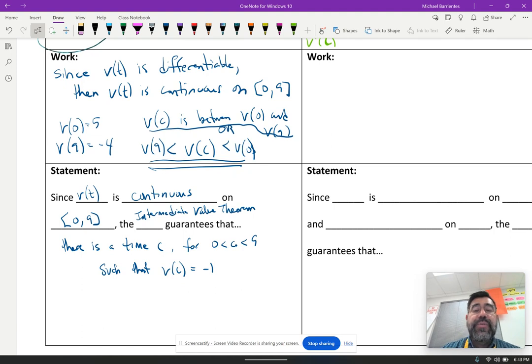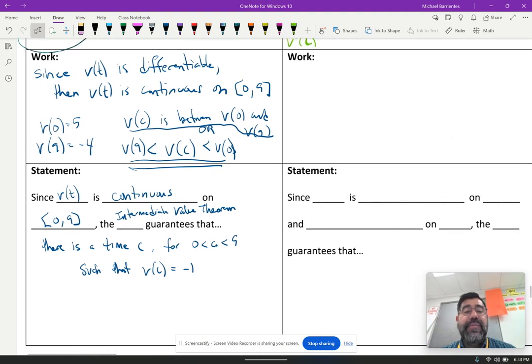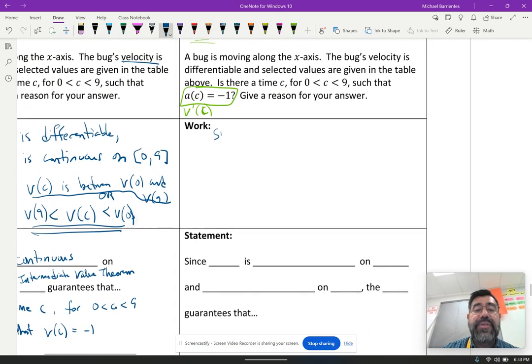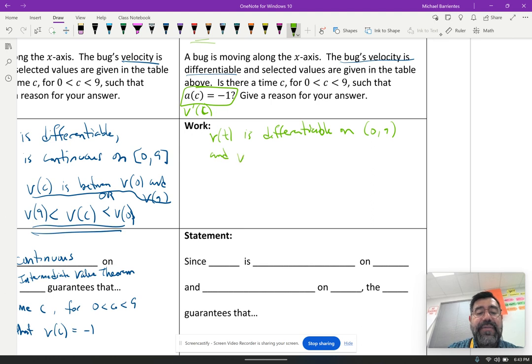They want to see that you know how to do the problem and you know what to look for. So when I'm doing the mean value theorem, I need two things, right? So again, they tell me, according to what's written here, the bug's velocity is differentiable. Okay, so if it's differentiable, that means v of t is differentiable on the open interval. And v of t is continuous. How do I know it's continuous? Oh, because it's differentiable on the closed interval.